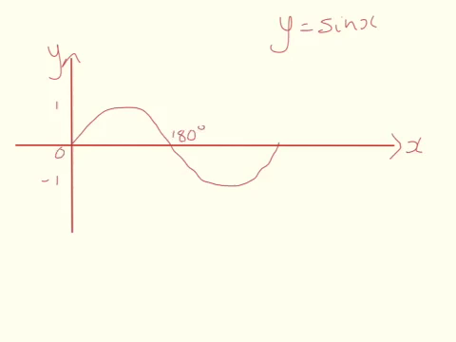180 degrees, 360 degrees, and these points being 90 and 270 degrees. This is one revolution of the graph y equals sine x. So, when we're talking about the period of a trig function, what we mean is how many degrees it takes to complete one revolution. So the period of this function is 360 degrees.